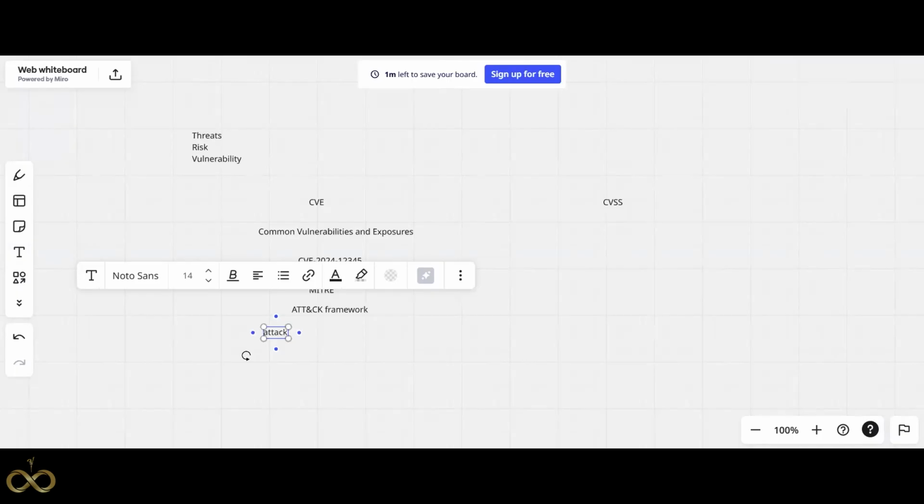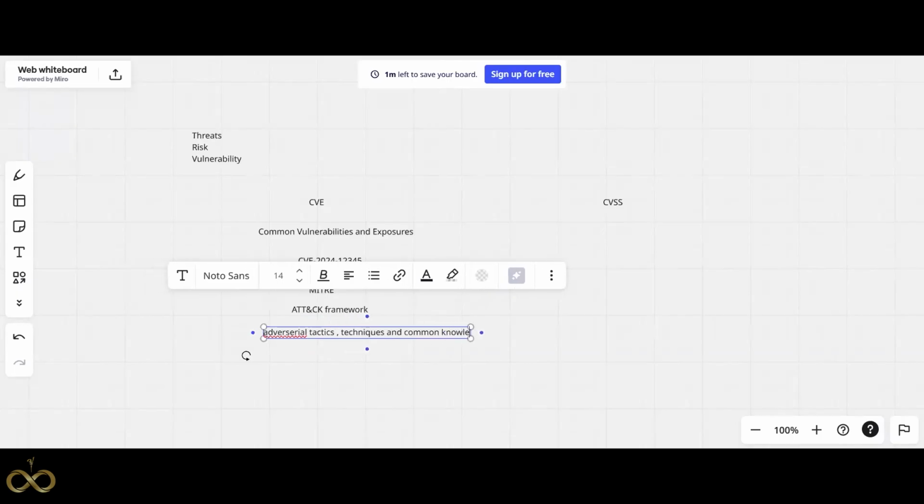It's adversarial tactics, techniques, and common knowledge. ATT&CK is like this.